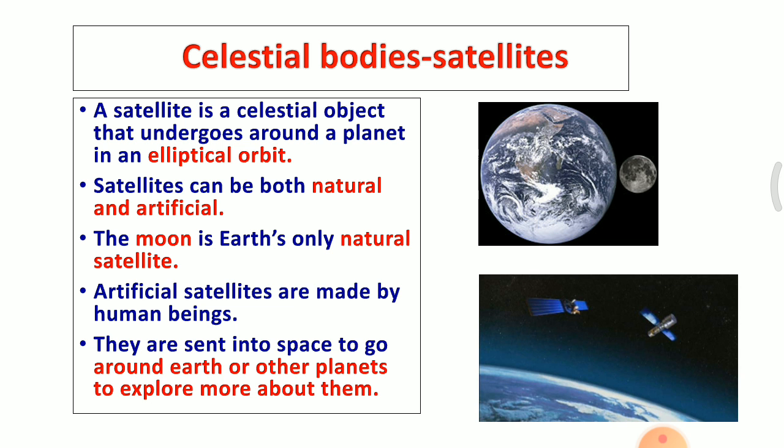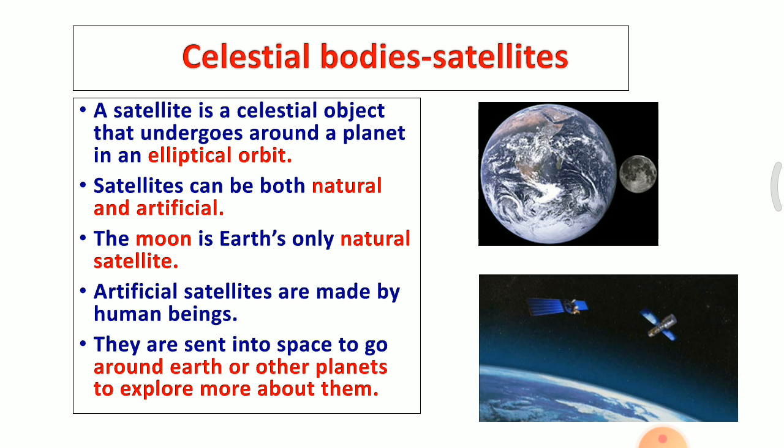There are two types of satellites. One is natural and another one is artificial. If you take Earth, the natural satellite of Earth is the Moon. So what are artificial satellites? Artificial satellites are made by human beings and they are sent into space to go around Earth and other planets to explore more about them.